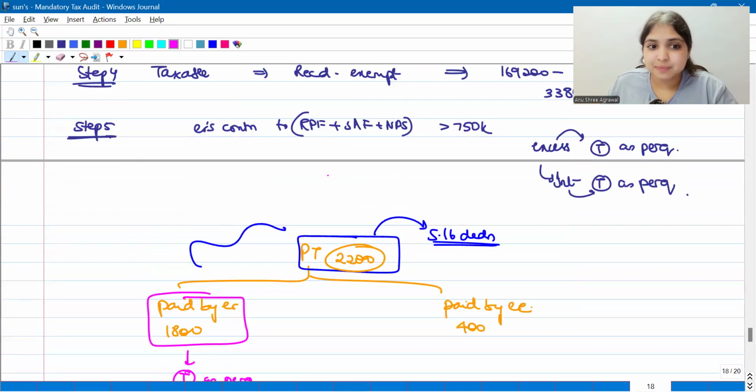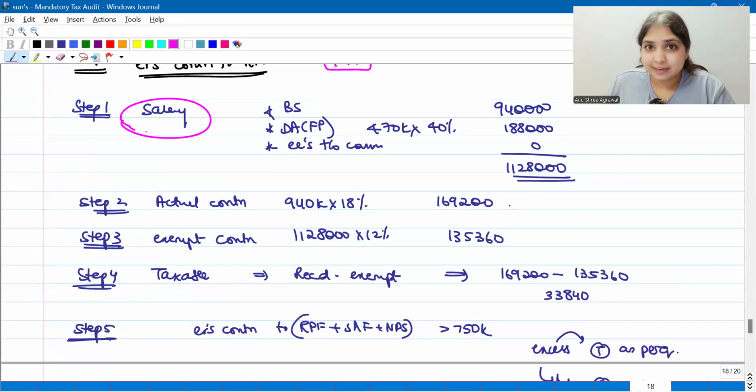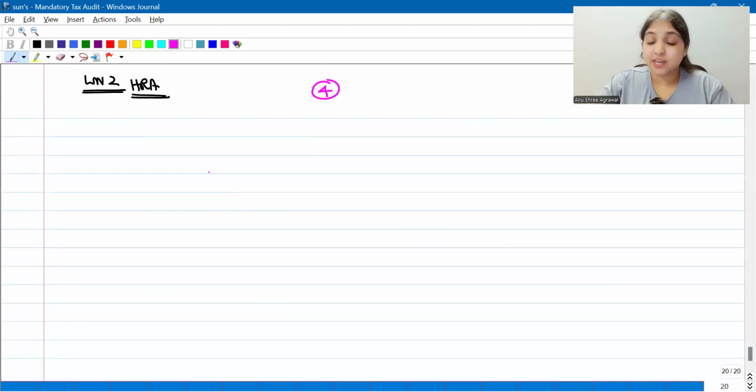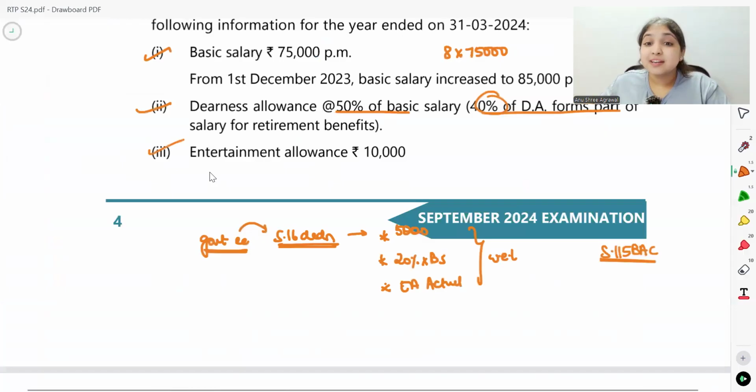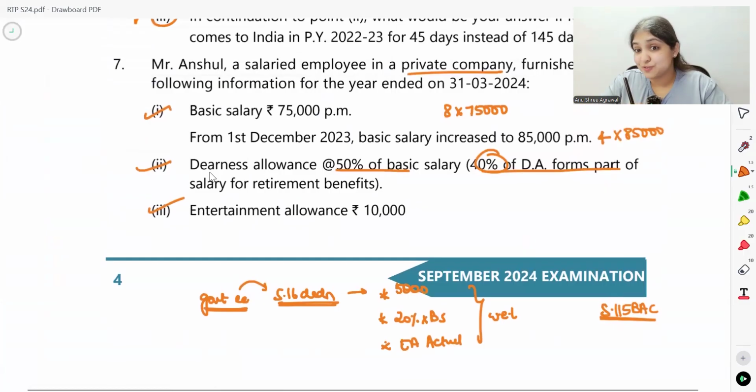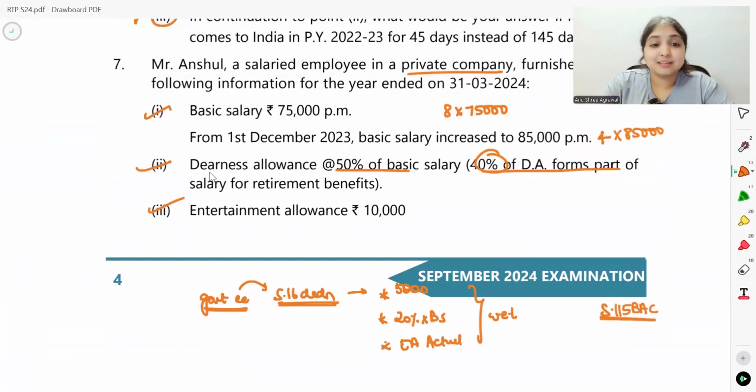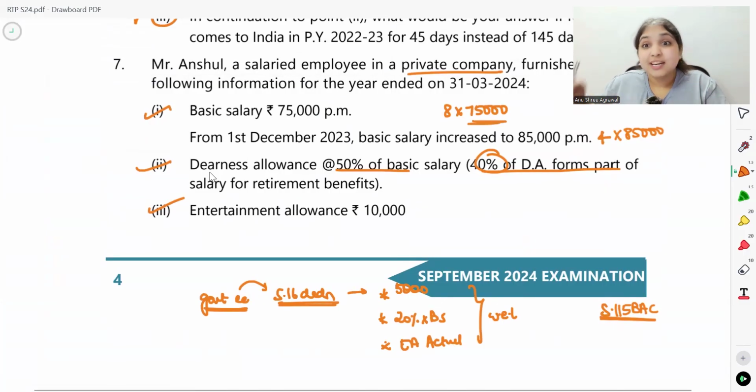What is the first step? The first step will be computation of salary. The second step will be actual HRA. But wait, in HRA, if there's any change in between the year, we split the year, guys. If there's any change like change in rent, change in salary, change in HRA amount, we split the year. Here, if you see, basic salary changed for me. Till November it was 75,000. December onwards it was 85,000. So there is a change in salary, so I will split the year.